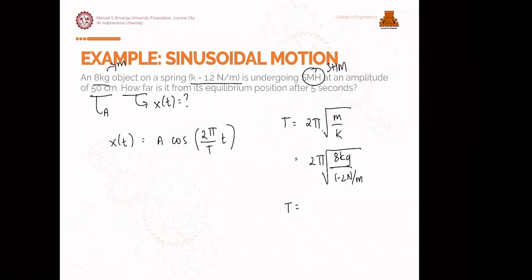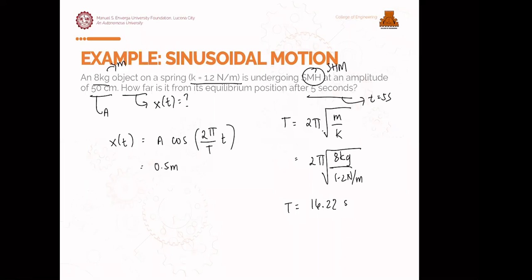That is 16.22 seconds. Okay? And then, we can now substitute. So, meron tayong given na time. Time natin is 5 seconds. So, amplitude daw natin, 50 centimeters. So, i-convert natin sa meter. Okay? So, equivalent yan sa 0.5 meters.